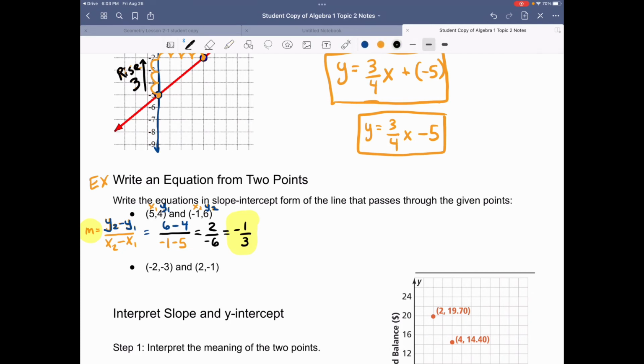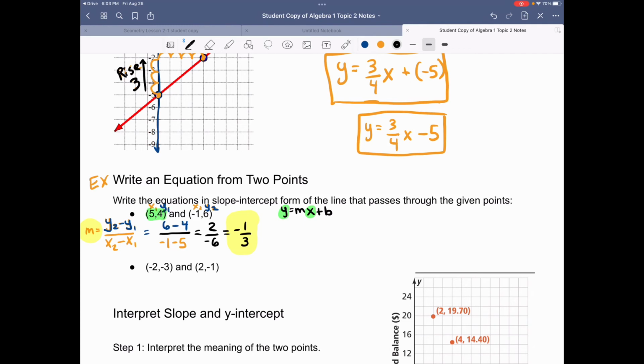Then we are going to need to find our y-intercept, and this is going to be tricky. So the first thing that we do, we know that y equals mx plus b. We also need to choose a point. The point that I want to choose is going to be this 5, 4, and the reason I'm choosing that to put into our x and y is just because 5, 4 is a little bit nicer than negative 1, 6. But you could really choose the negative 1, 6 as well.